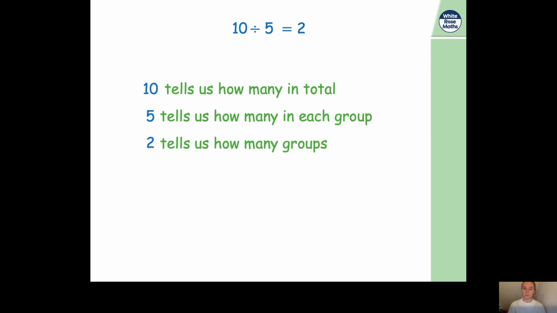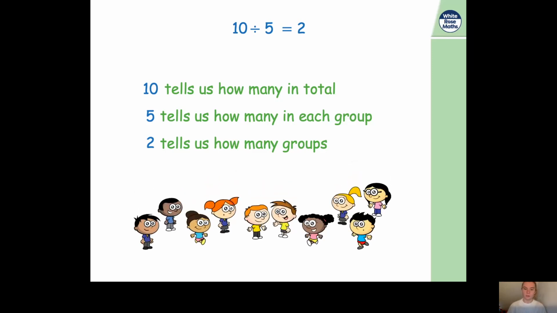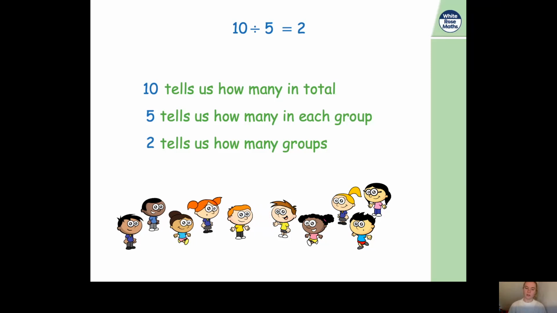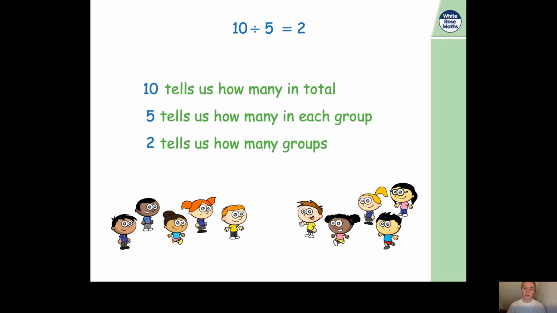There are 2 groups. So let's have a look at this with these children. So let's split them into groups of 5 because there are 10 children in total and we need 5 in each group. So 5 children are going to go to the left and 5 children are going to go to the right. And then how many groups have we made? Yes, we've made 2. So these children represent the division number sentence that we have at the top. Brilliant. Well done if you got that right.